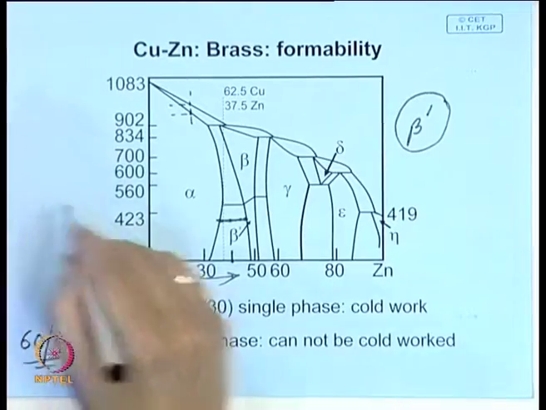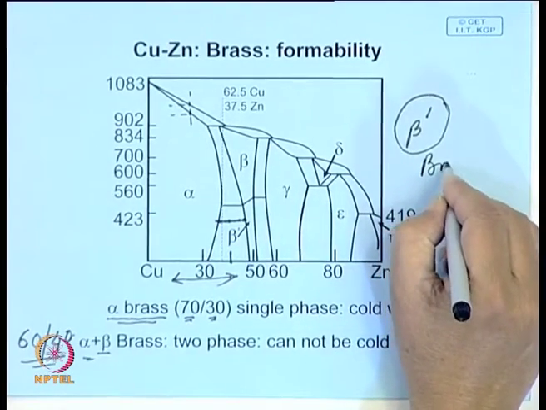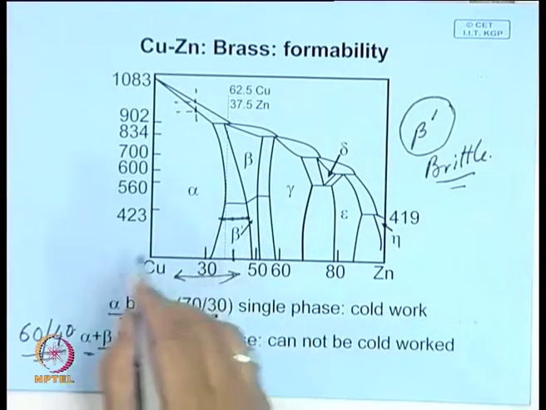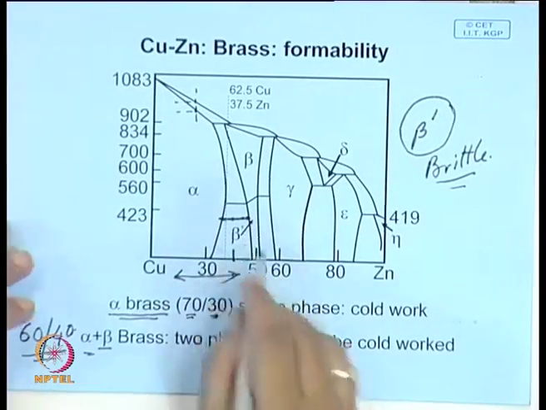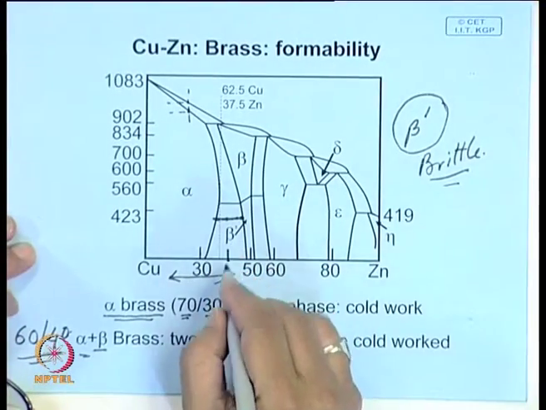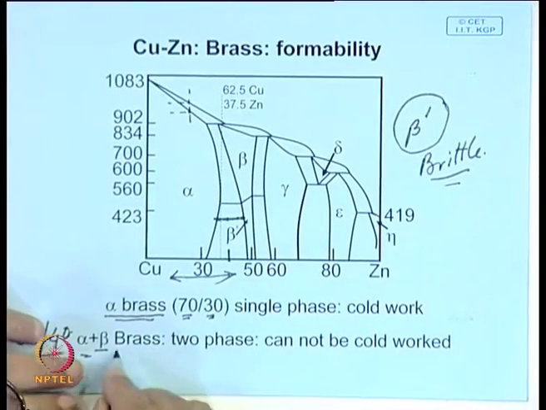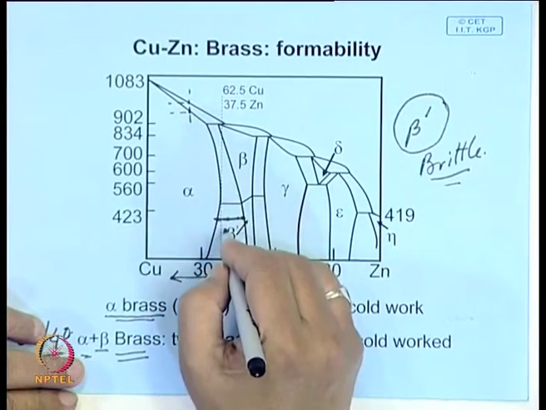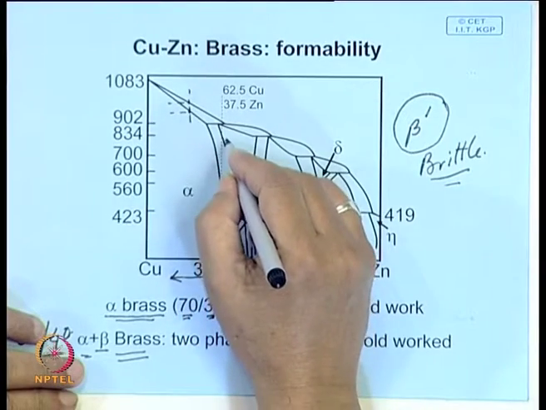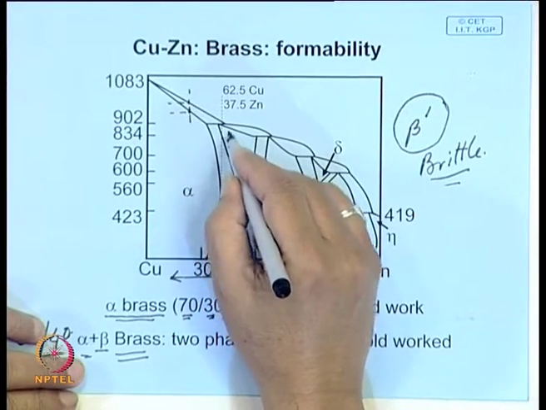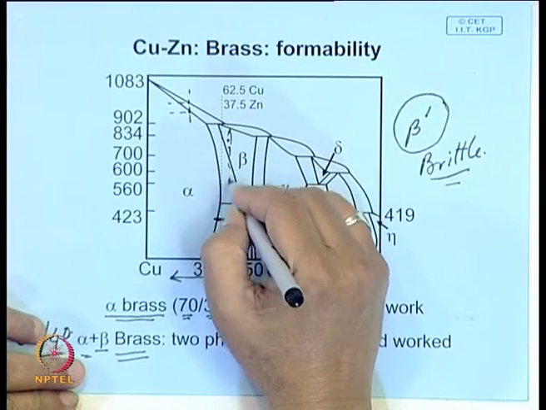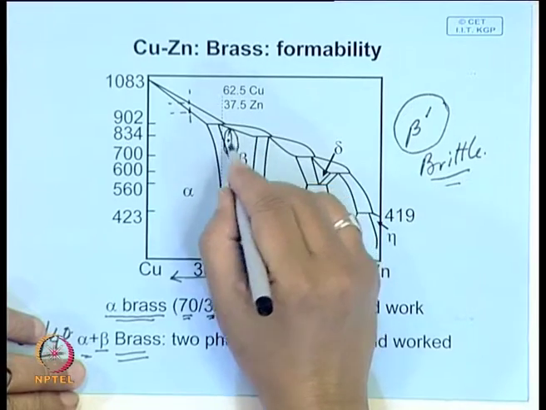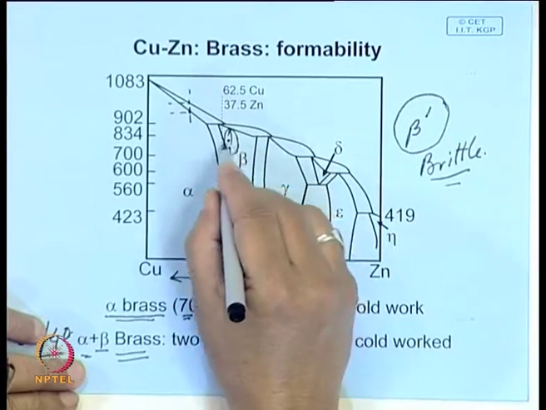So beta is brittle. Therefore, if you try to give it cold work, the beta will crack and the material will fail. So this cannot be cold worked. This is either used in cast form, or if it has to be worked, it must be heated to the beta region somewhere here. So 60-40 you may have to see somewhere here, and the zone in which it is beta is limited, it has to be worked in this zone.